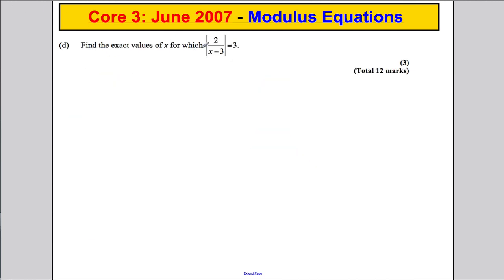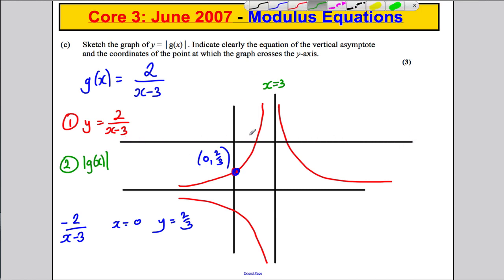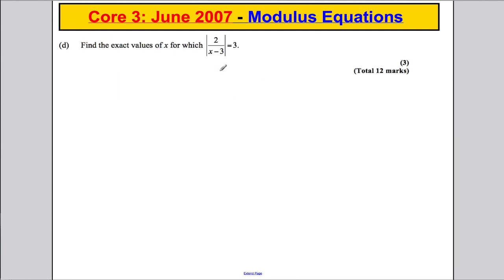Part D, find the exact values for which the modulus of this graph is equal to 3. Where does this graph have the value 3? Well, let's draw the line y equals 3 in. There will be 2 points. One will be there and one will be there. So we are solving the modulus of this is equal to 3. So on the one hand, we are solving the positive of the expression in the brackets is equal to 3. And on the other hand, we are solving the negative of the thing in the brackets is equal to 3.